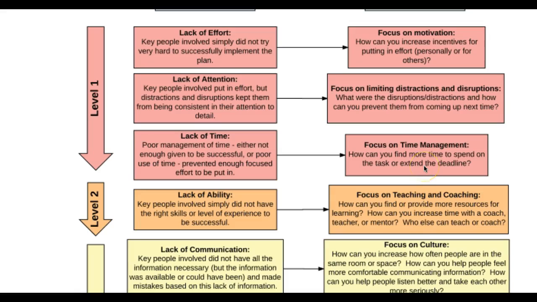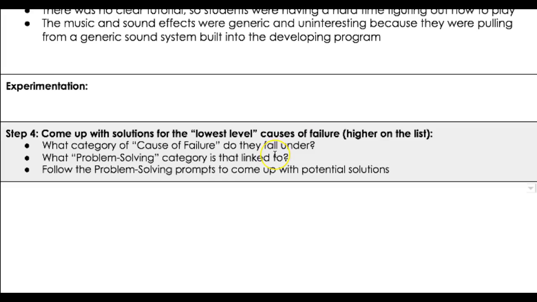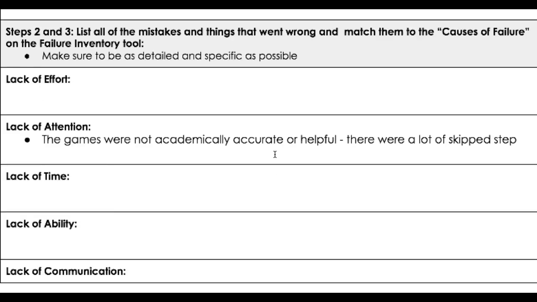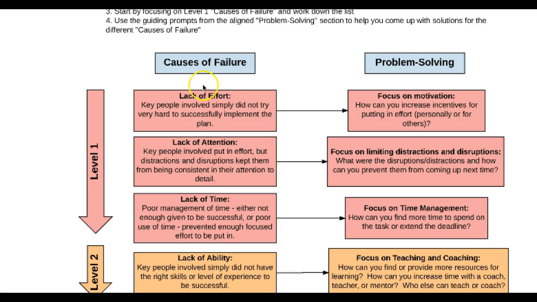So step 4 is starting to come up with some actual solutions, right? And the way you do it is you start with level 1 causes of failure, or basically just starting at the top of this list and moving down. So in my case, I only have a couple things in level 1. Really, I have one thing, lack of attention, in level 1. So if I'm looking at that, then I don't have to talk about lack of effort because that wasn't a problem. I'm going to start straight at lack of attention.